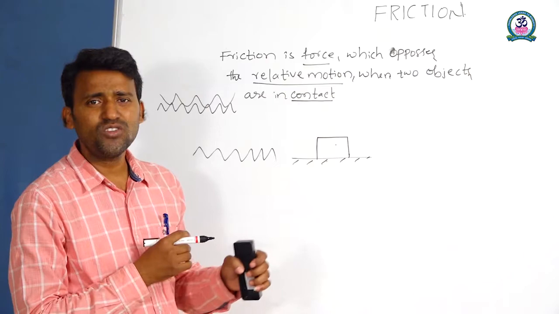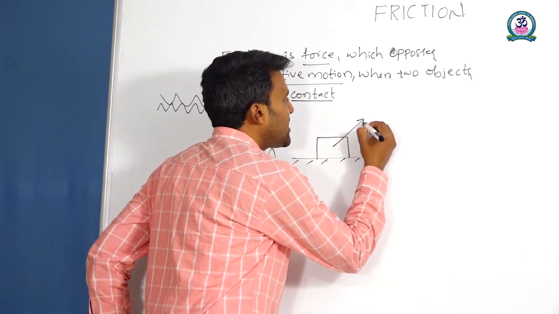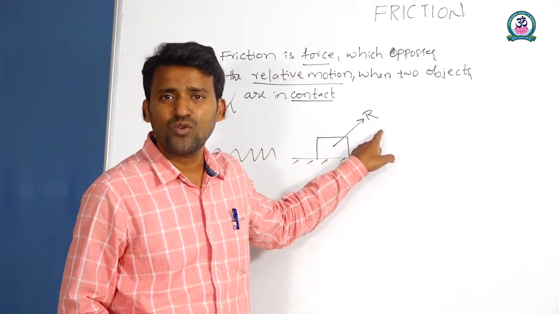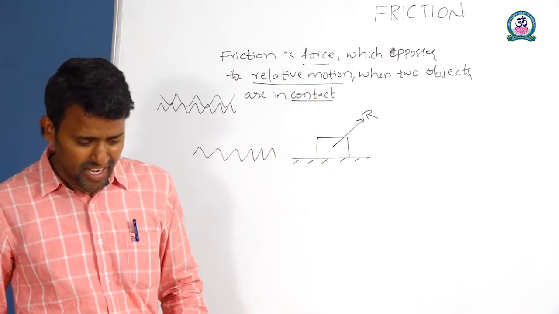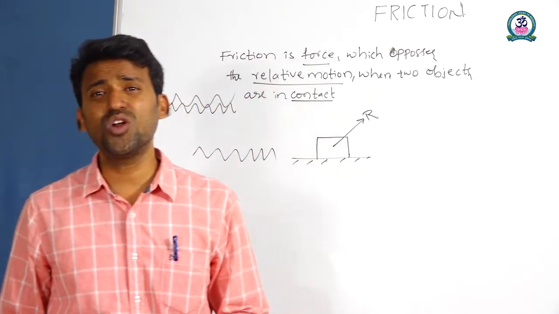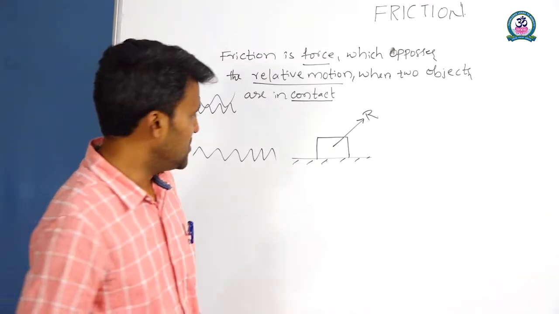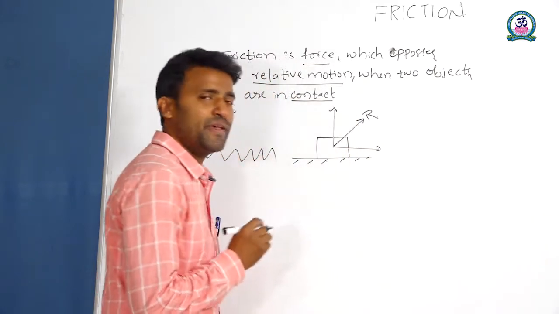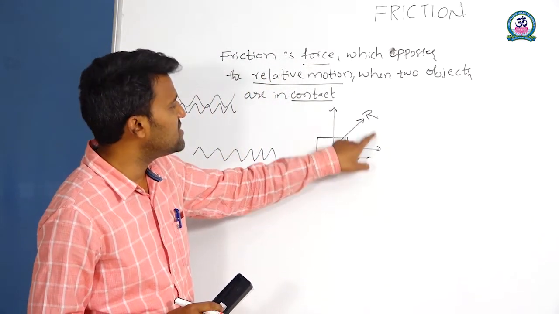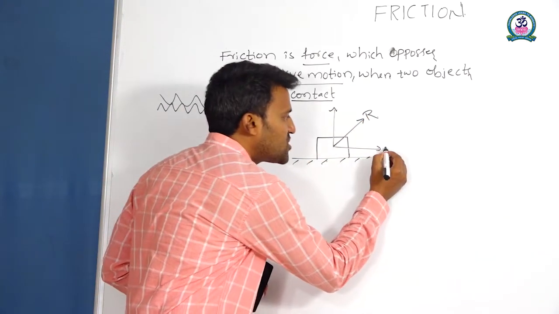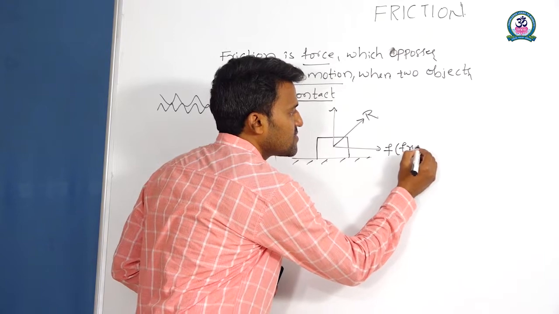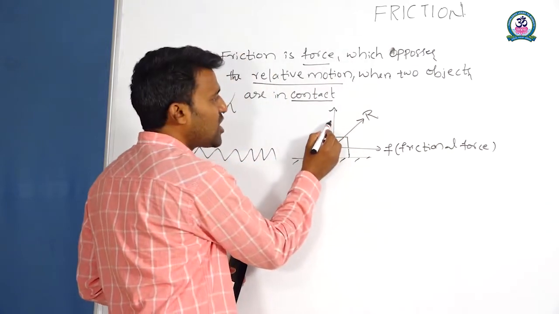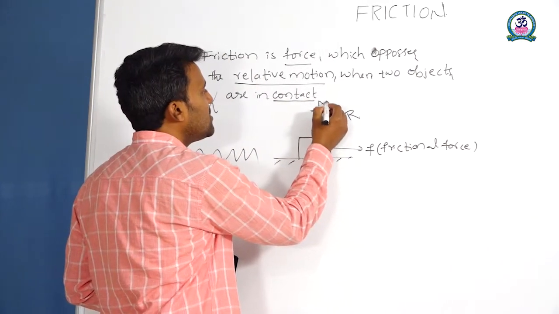At that time, a force exists. That force is called contact force or reactional force. This contact force resolves into two components: one is the horizontal component, and one more is the vertical component. The horizontal component of the reactional force is called frictional force, and the vertical component of the reactional force is called normal force.